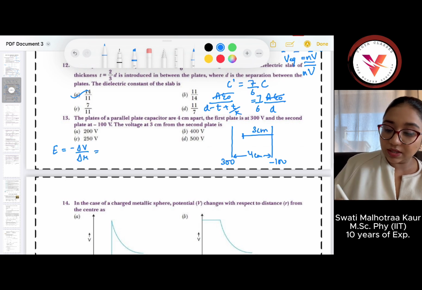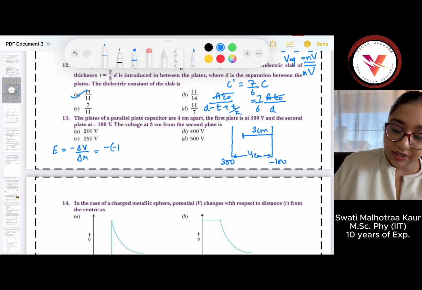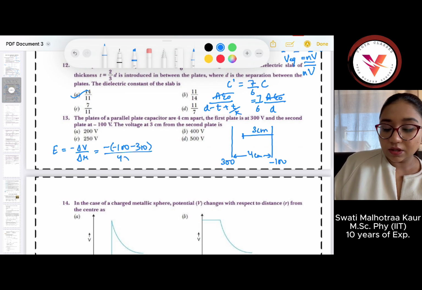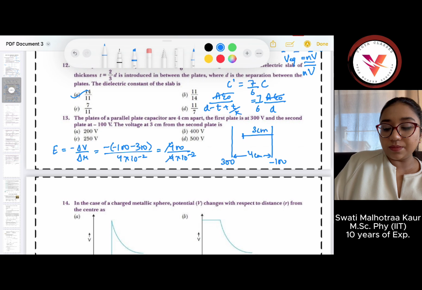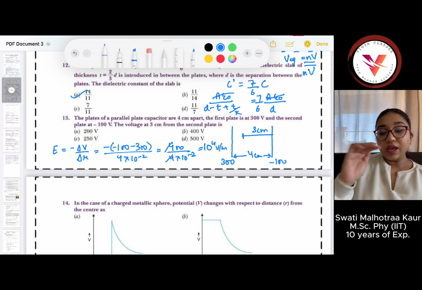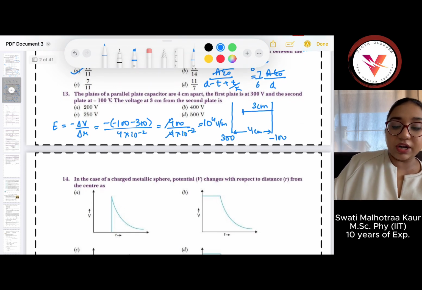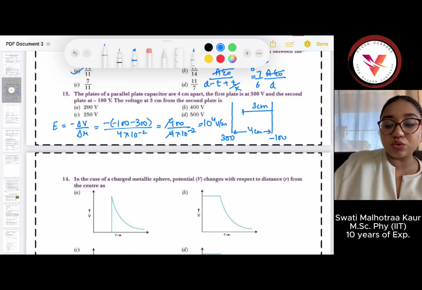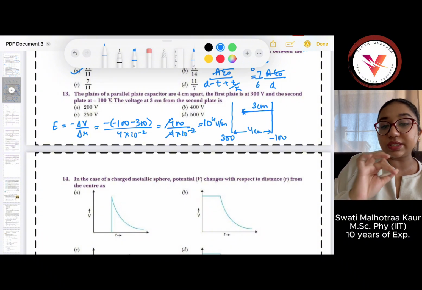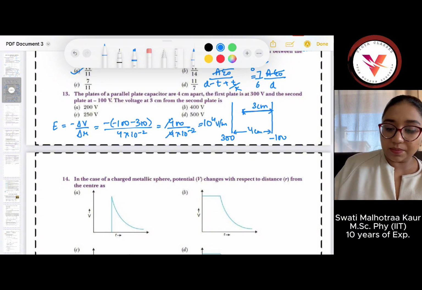So minus, let's take minus 100, minus 300, and the distance between them is 4 centimeter. So that becomes minus 400, that is plus 400 by 4 into 10 raised to the power minus 2. Minus 2 goes up, 10 raised to the power plus 4 volt per meter is the electric field. Now, the electric field we have calculated for a distance of 4 centimeter and it is also the same for 3 centimeter because it is uniform between the plates.